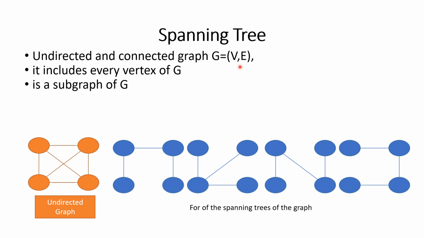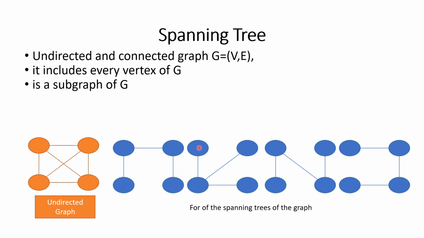So here, given this undirected graph, I have to include all the vertices in my spanning tree. It's not necessary that I use all the edges to connect these vertices. So here, this is one spanning tree where I have all the four vertices. It is all connected using just three edges.